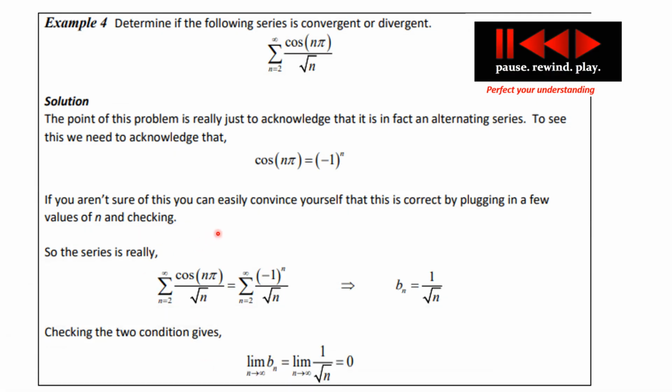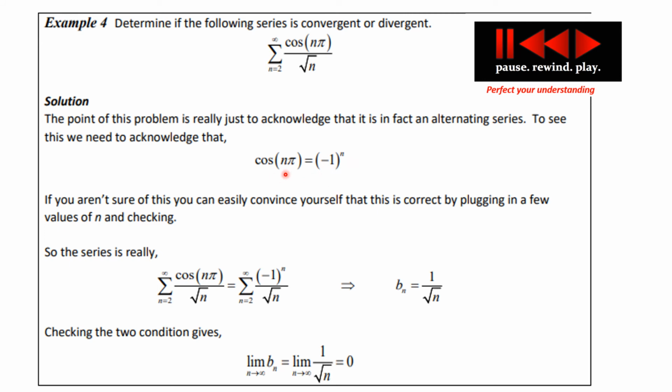Another example, determine if the following series is convergent or divergent. So this is a summation from 2 to infinity of cosine n pi divided by the square root of n. Well, you might say, why is this in a chapter on alternating series? But you see, if you study the cosine of n pi, you'll find that the cosine of n pi is (-1)^n. It depends on what n is.